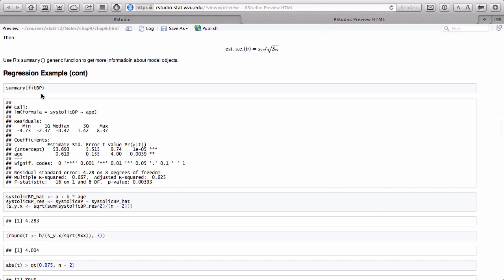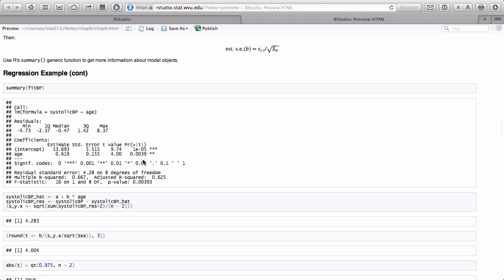But if you say summary, you get much more. And you get a little bit on the residuals, the min, the max, and the quartiles, as well as the median. And then you get the coefficients, but you also get the standard errors of the estimates of both of them. And then if I take the estimate divided by the standard error, I get the next column, which is t. So if you take this first column and divide by the second, you get these t values over here. And you'll notice that both are highly significant, which means the regression equation does have significant predictability.